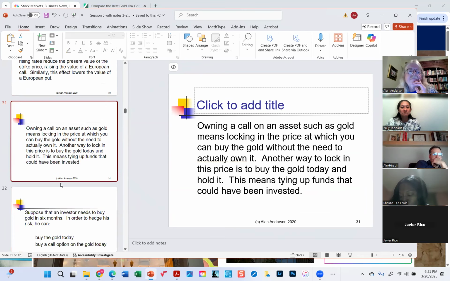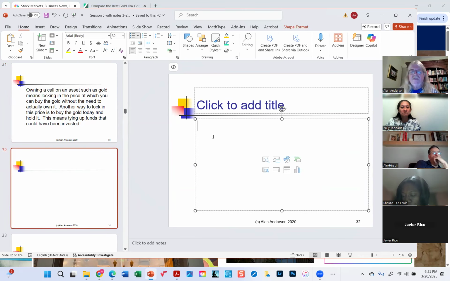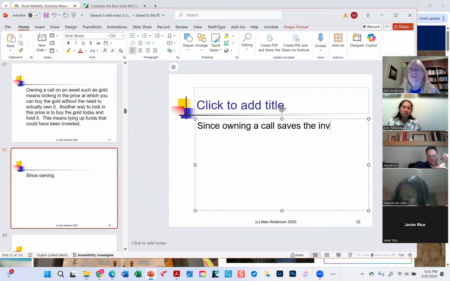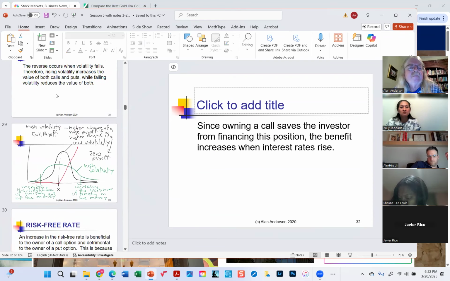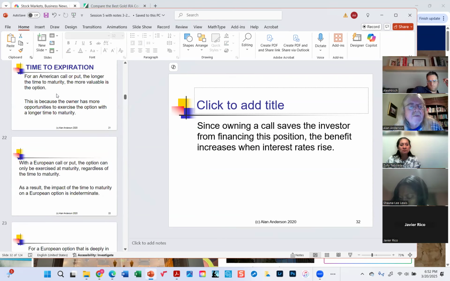And so that being the case, since owning a call saves the investor from financing this position, the benefit increases when interest rates rise. So in other words, the higher the rate of interest, the better this works out for you as the owner of the call. That means that you're saving even that much more money from not having to finance your position. So let's go back to our table.